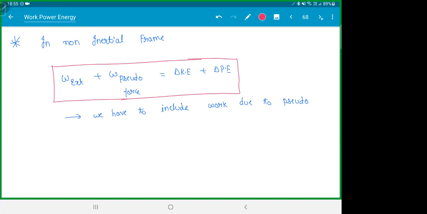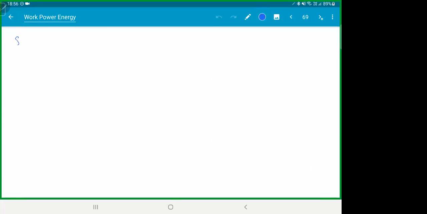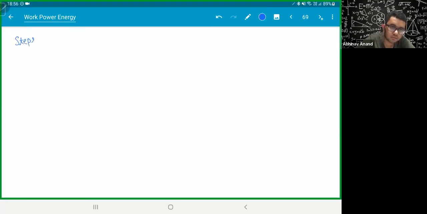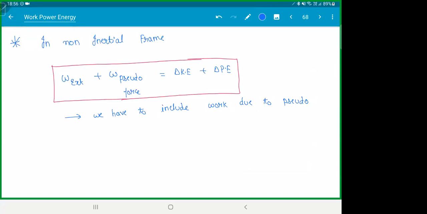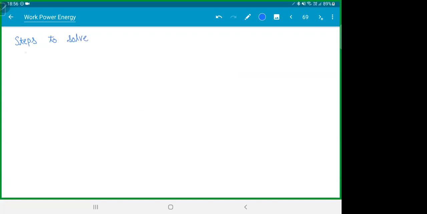So can I turn the page? So how do you solve problems in work energy? Steps to solve. But can you go back for a minute? Yes, sir. Thank you. Steps to solve. Step 1.